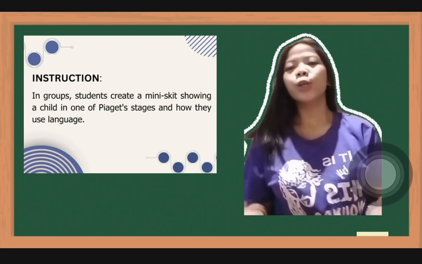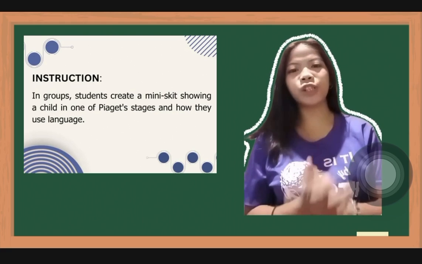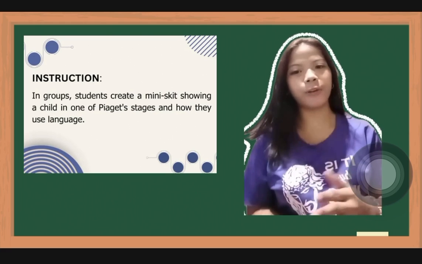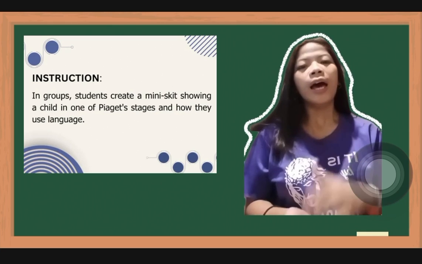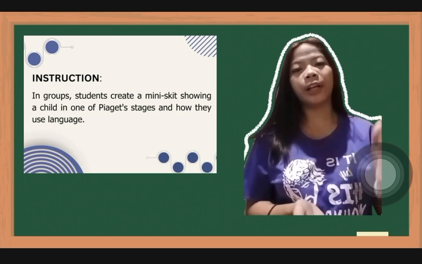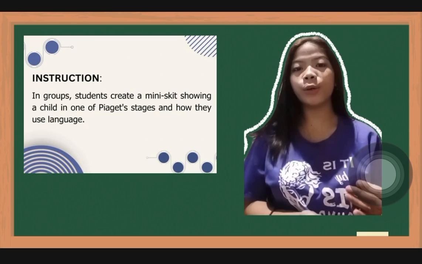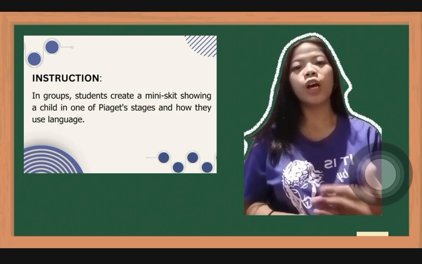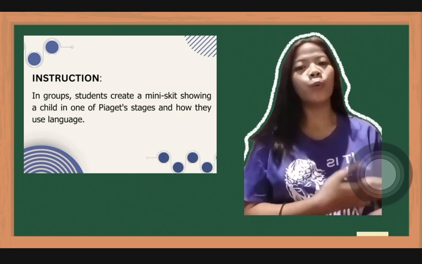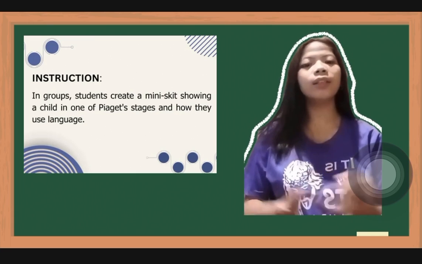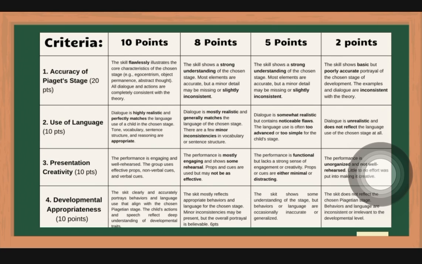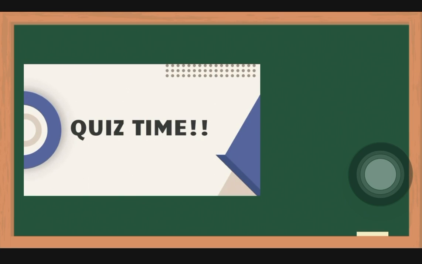Good day, everyone. So, for the application, let's bring Piaget's cognitive development stages to life. You'll work in a group and pick a stage and create a mini skit where a child uses language in a way that shows one of the stages, which are sensorimotor, preoperational, concrete, and formal. Great job, everyone! So now get one sheet of paper. To make sure the ideas are clear, let's answer some questions related to our topic.